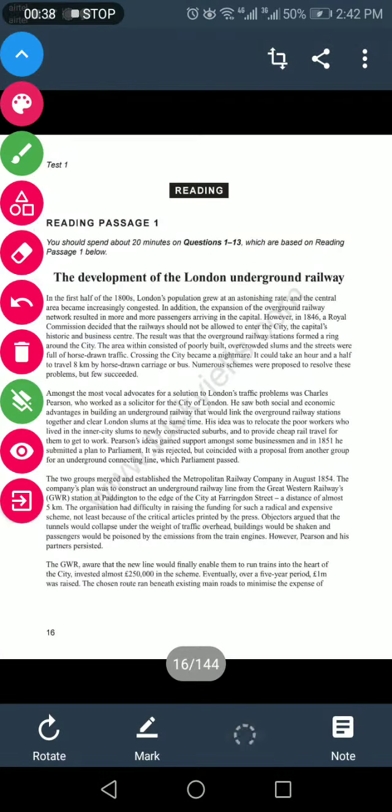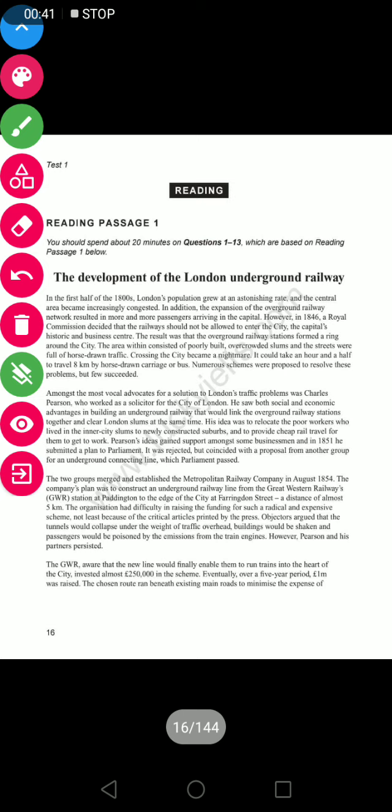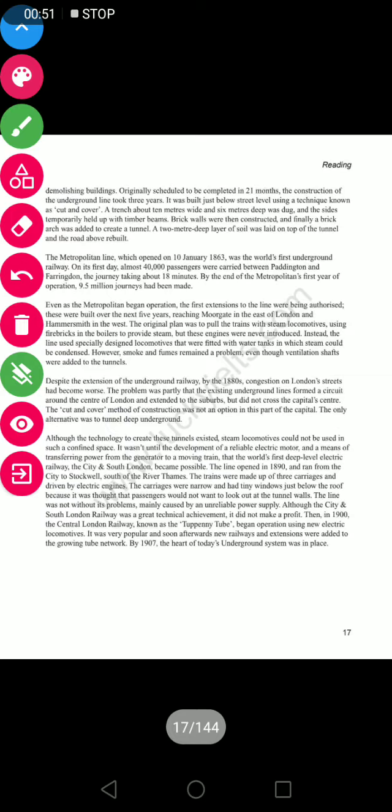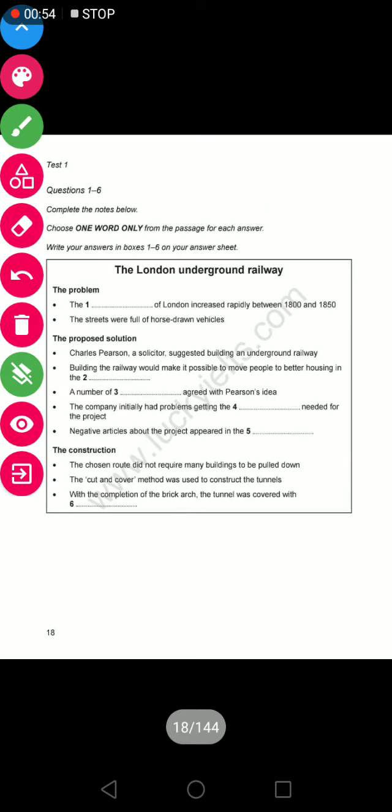Students, this is reading test 1 and the name of the passage is the development of the London Underground Railway. And firstly we check out the question type. Here questions 1 to 6 are fill in the blanks type questions, and we have to choose one word only.